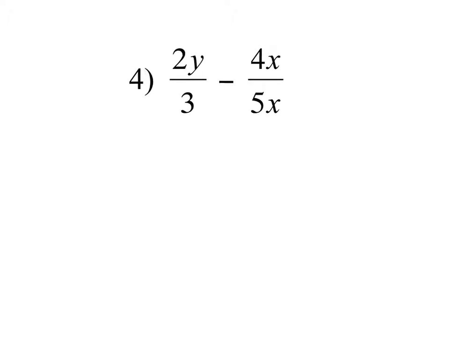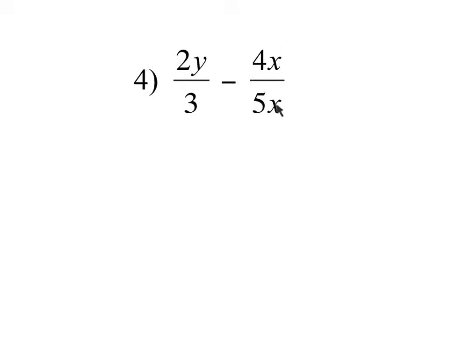Okay, another example here. Let's take a look at this example. 2y over 3 minus 4x over 5x. So, common denominator here. One thing you can always check first is, can I simplify right away? Is there anything here I can simplify? Well, no, 2 and 3 don't go into each other, and they don't both have y's.